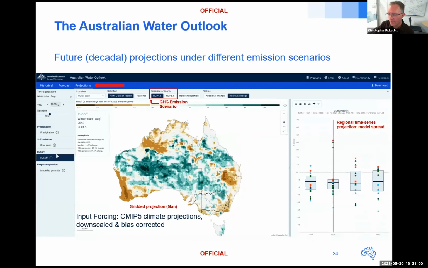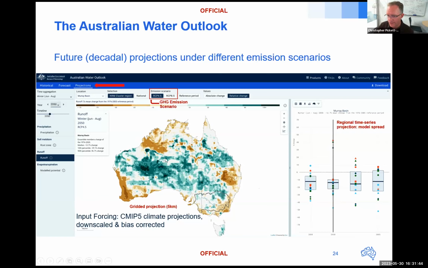Okay, just briefly, I'll mention the last part of this service. These are the same idea, but these are projections out to 2100. So these are the projected likely changes, and the uncertainty associated with these changes, in the surface water balance across Australia, as represented by root zone soil moisture and runoff. And with a changing climate, which is being modeled by climate projections, we are providing information about the likely changes in water resources across the country.